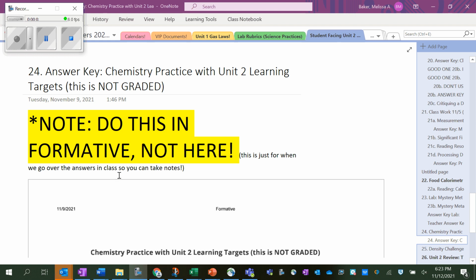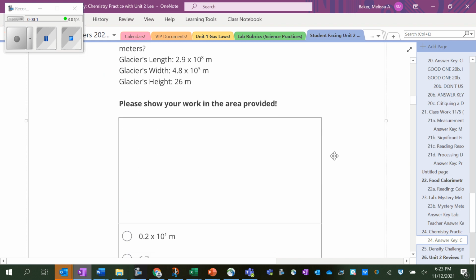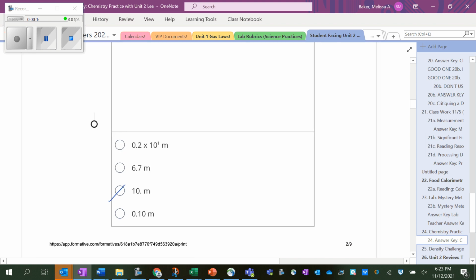All right, let's take a look at the Unit 2 learning targets and get some extra practice with these. So, I don't know why this is checked. That's not even the right answer.